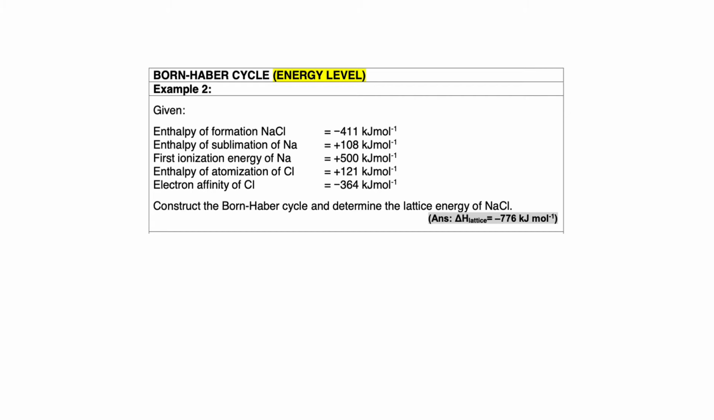Okay, now let's take a look at this example. This question gives you five types of enthalpy. We have enthalpy of formation for sodium chloride. We have enthalpy of sublimation for sodium. We have first ionization energy for sodium, enthalpy of atomization of chlorine, and also electron affinity of chlorine.